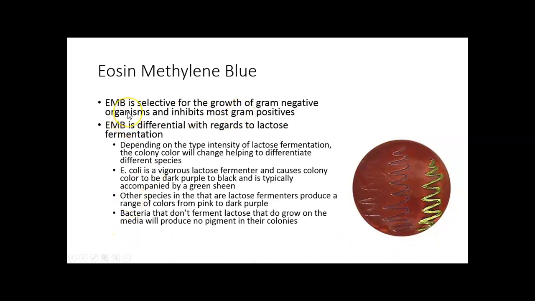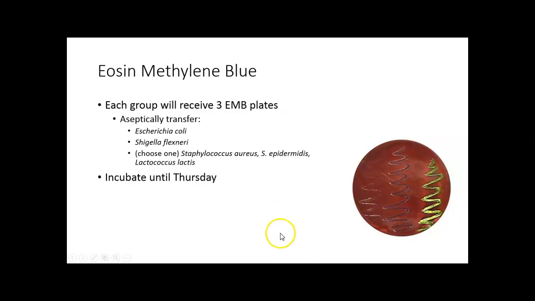So first, this media selects for growth of gram negatives. So all of these are gram negatives. Second, those that are growing are going to be differentiated based on their ability to ferment lactose. So each group, or no, I'm sorry, that says group, but I mean individual. So hold on, I'll change it. This looks better. Each individual will take 3 EMB plates.